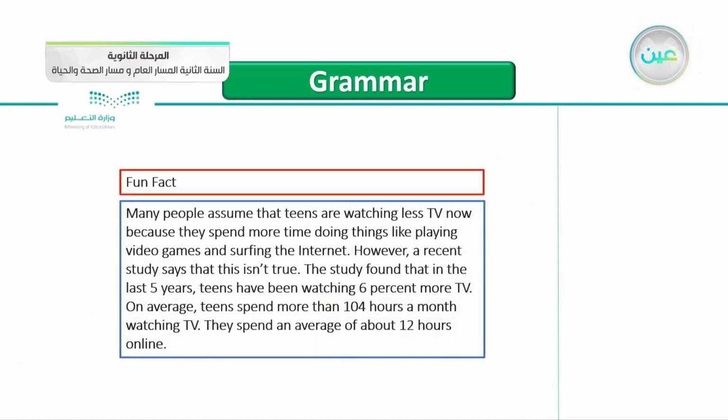Here's a fun fact: many people assume that teens are watching less TV now because they spend more time doing things like playing video games and surfing the internet. However, a recent study says that this isn't true. They thought that teens were busy with the internet and playing video games. The study found that in the last 5 years, teens have been watching 6% more TV. On average, teens spend more than 104 hours a month watching TV. They spend an average of about 12 hours online.